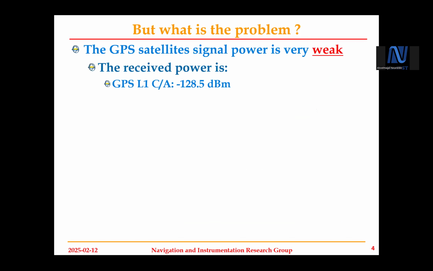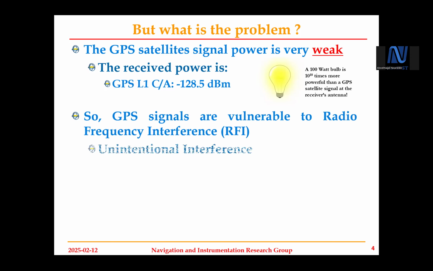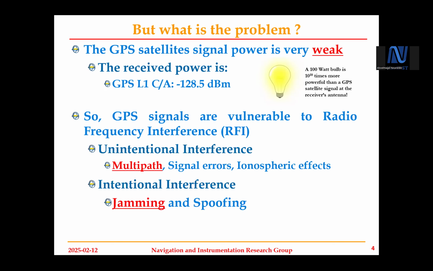And because GPS signals travel large distances, they arrive at the receiver antenna extremely weak. They are like exhausted. For comparison, a light bulb with 100 watts is 10 to the power 18 times stronger than a GPS signal near the Earth's surface. This makes GPS or GNSS signals highly vulnerable to interference and jamming sources, either unintentional or intentional ones.